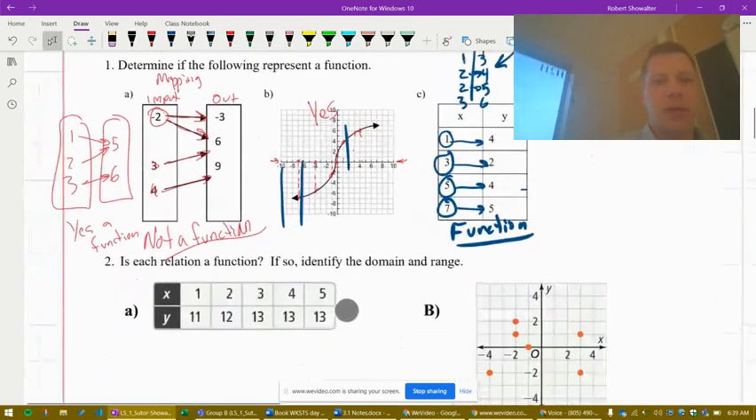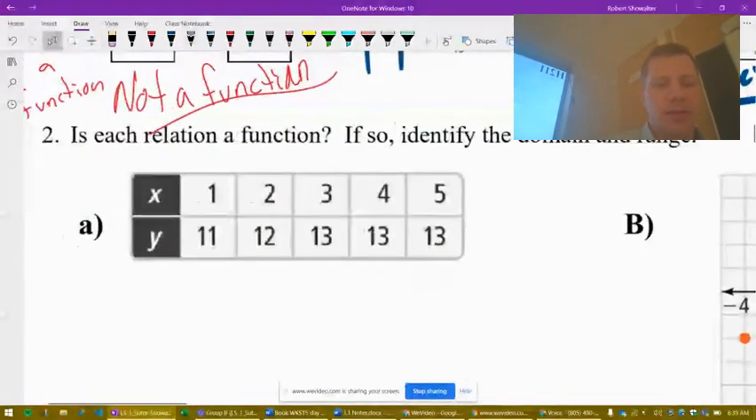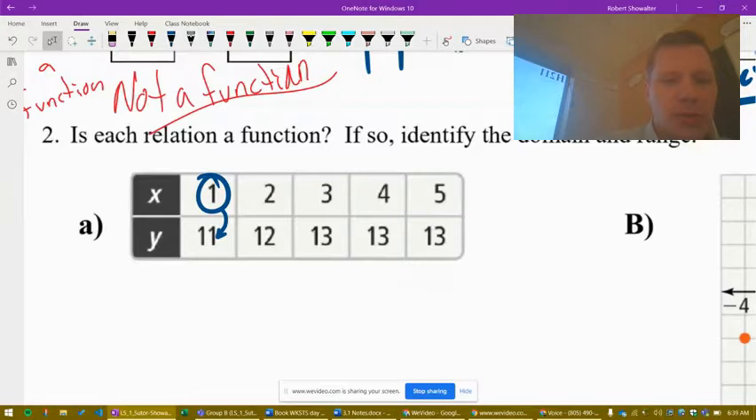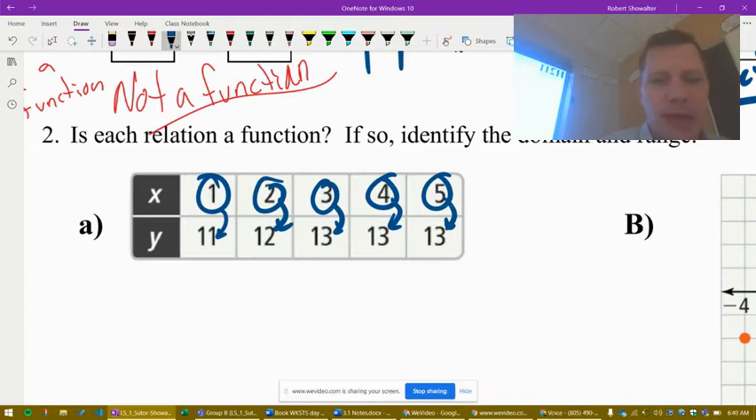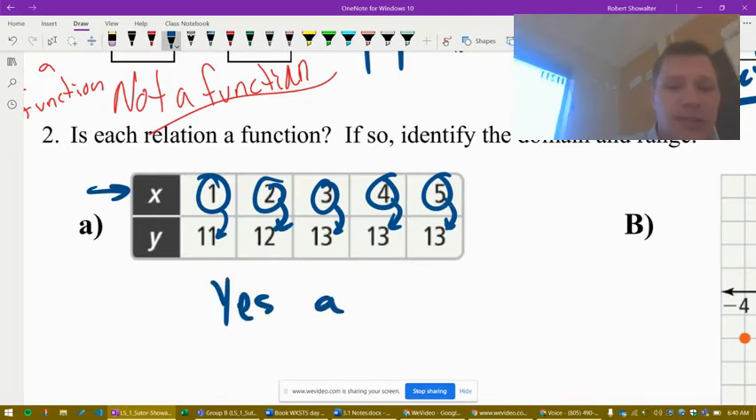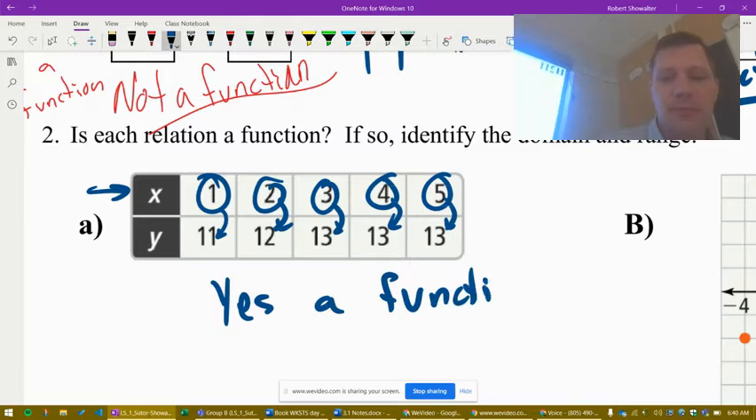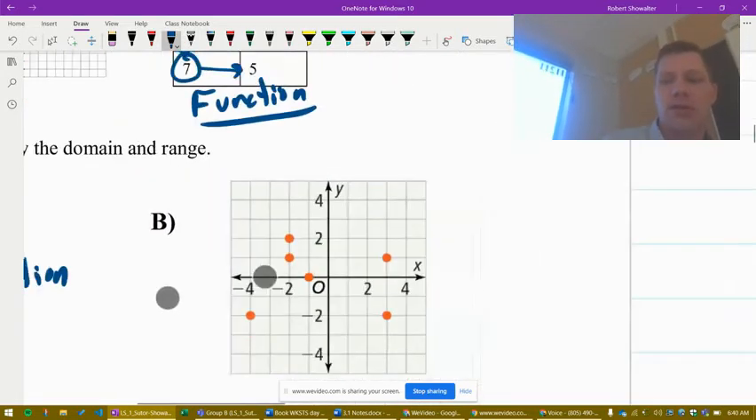Okay, let's take a look at some other components. Are these functions? 1 goes to a single value. There's no other 1 in the x column. All of these only go to a single number. 2 goes to a single number, 3 goes to a single number, 4, 5, they all go to one number. It's okay that 3, 4, and 5 go to the same number. The question is, the input of x, do they go to more than one number? The answer to that is no. This is, yes, a function. Okay, let's look at B.